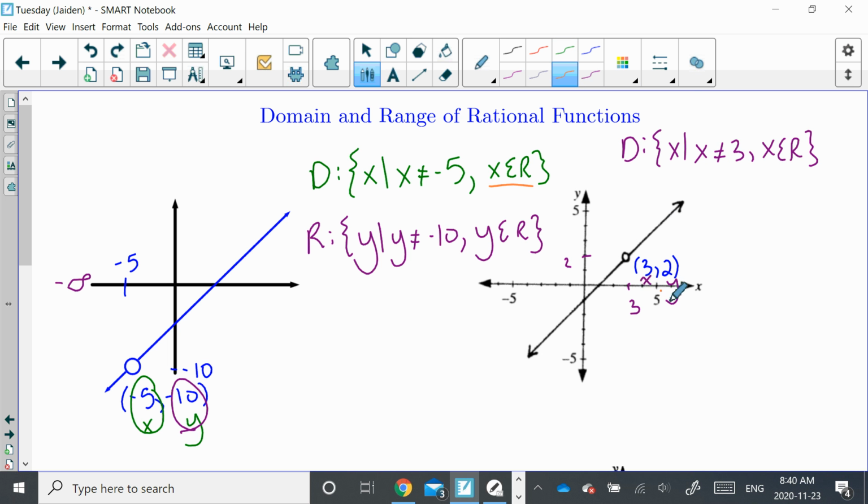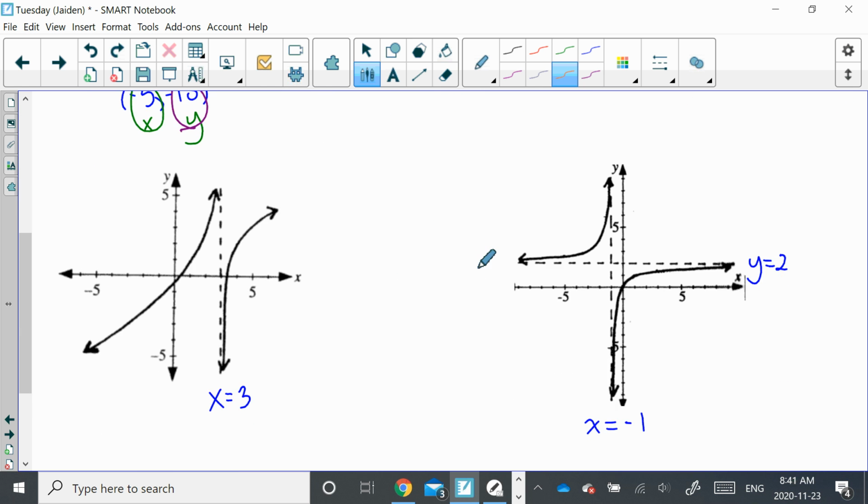For the range of this graph, what could y not be, right? There's a hole when y is -2. So you would say, okay, the range of this graph is y is such that y cannot be equal to -2, comma, y belongs to the set of real numbers. So this is how you would do the domain and range if you have a point of discontinuity or a hole.